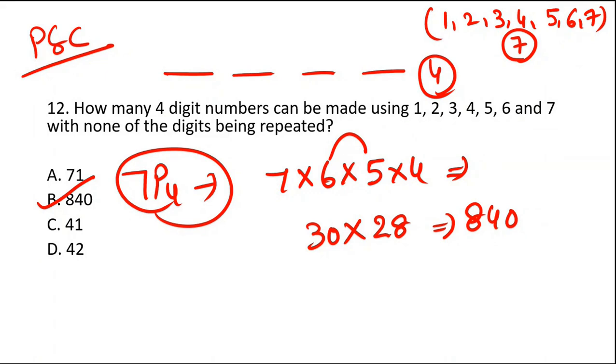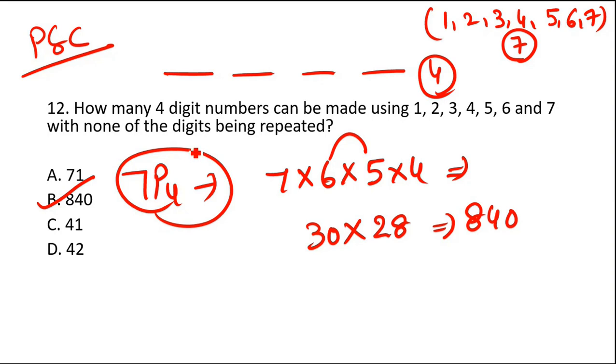However many digits the number needs, take that many blank spaces. And what are the digits available? Totally 7 are available and you have 4 places. You can select any 4 digits out of the 7 and place them in the respective places. When 7 are available and you have to frame a 4-digit number, it is nothing but 7p4. So 7p4 is 840. Option B is the answer.